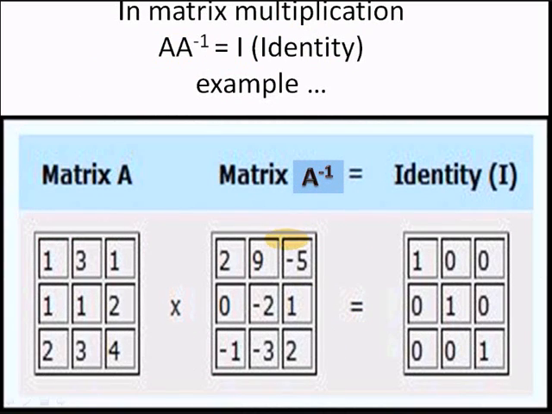In matrix multiplication, a matrix meets with its inverse and the result is the identity matrix. For example, this is the square matrix A and this is the inverse of the square matrix A, that is A inverse matrix, and the product of these two matrices is the identity matrix.